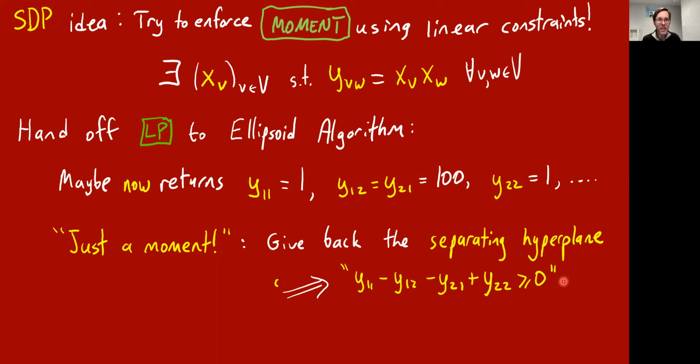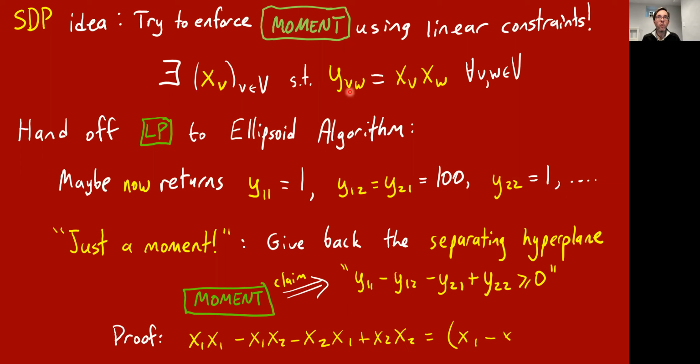And again, this is valid for any y's that satisfy the moment constraints. Here's the proof. If you have y's that satisfy the moment constraints, then y11 minus y12, et cetera, is equal to x1 squared minus x1 x2 minus et cetera. And by a little bit of arithmetic, this is exactly the square of x1 minus x2, which of course is non-negative. So y's that satisfy the moment constraint will also satisfy this linear inequality on the y's.